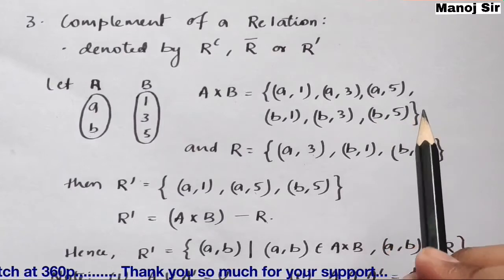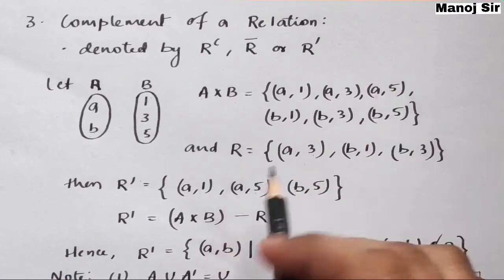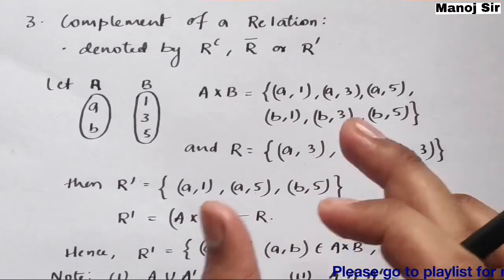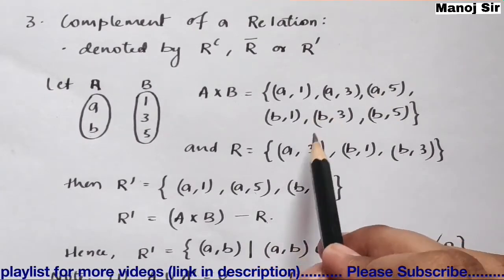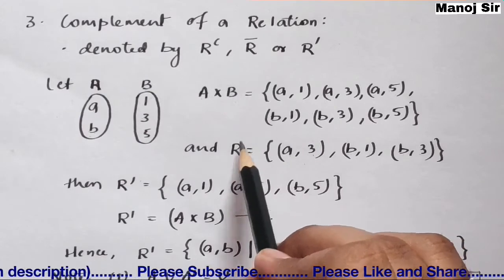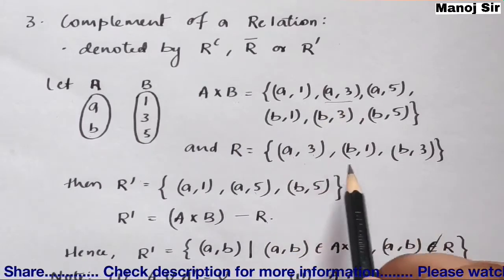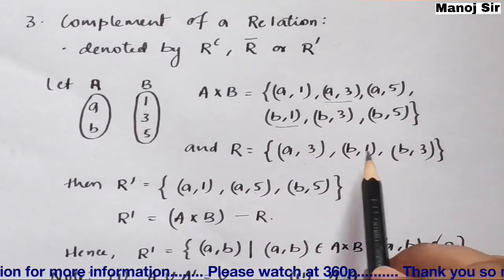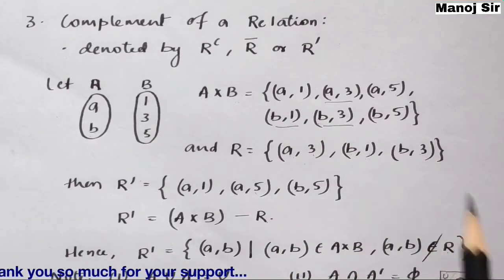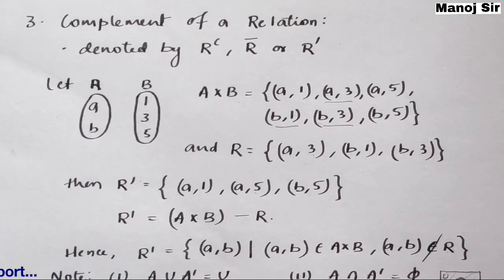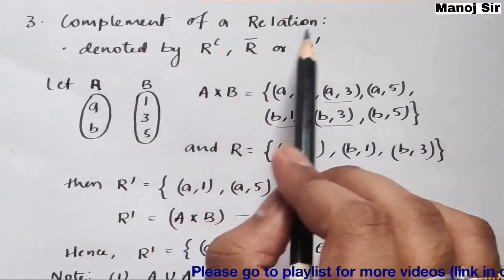So let's say we have some relation R, and the elements in ordered pairs are (a,3), (b,1), (b,3). Since we know that R is a subset of A cross B, you can see (a,3) is present here, (b,1) is present here, and (b,3) is present here. Now we are interested in finding the complement of this relation R.